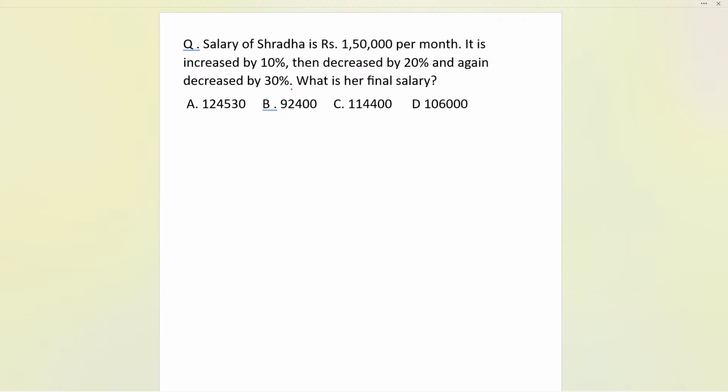Now, let us see this question over here. Salary of Shraddha is 1,50,000 per month. That is the overall salary we have over here. Now, it is saying that it is increased first of all, then decreased, then again decreased. Very easy question. How can we do that? Just write this number over here, 1,50,000. If it is saying 10% increase, it means we write in fraction 1.1. Decrease means 20%, it will be 0.8. Then if I write decrease by 30%, 0.7 directly we can write. No need to write the complete explanation, just like this.